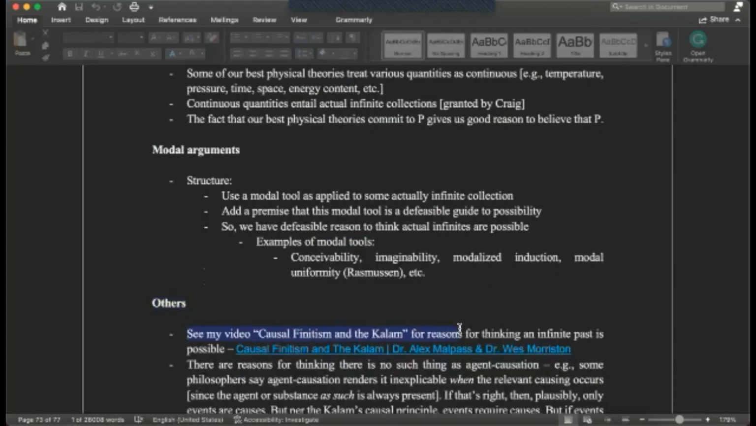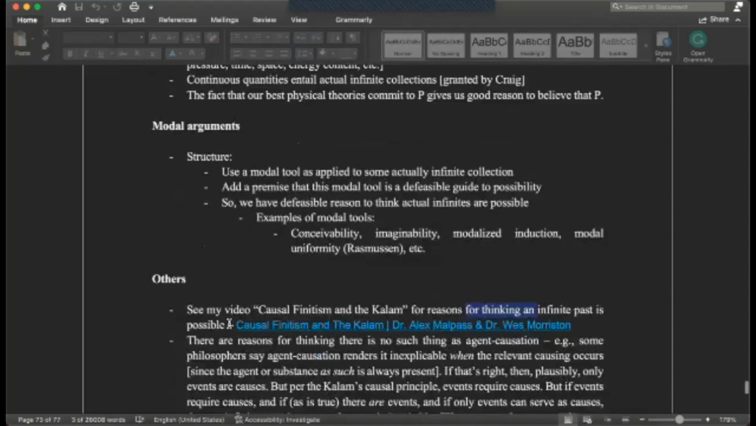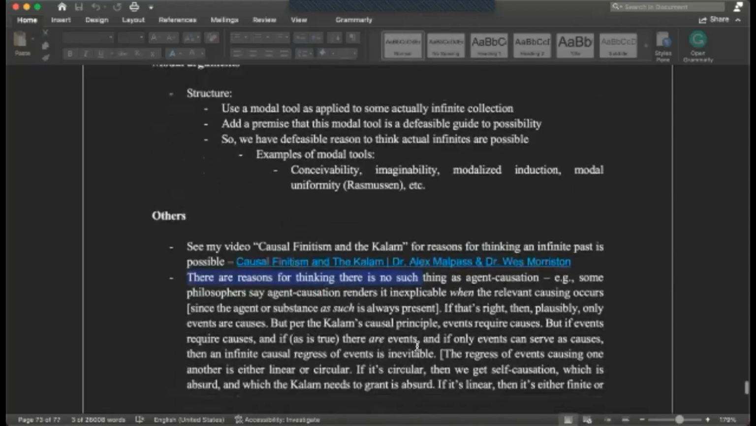There are boatloads of other ones. You can see, for instance, my video Causal Finitism in the Kalam with Dr. Alex Malpass and Dr. Wes Morriston for various reasons for thinking an infinite past is at least possible. I use a bunch of different modal epistemological tools to argue for that. There are also reasons for thinking that there is no such thing as agent causation.